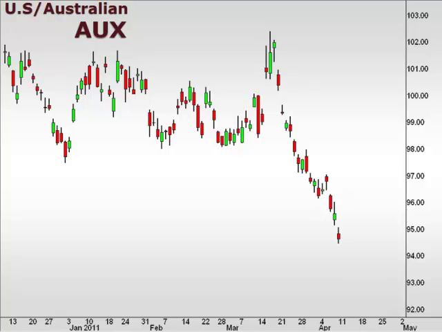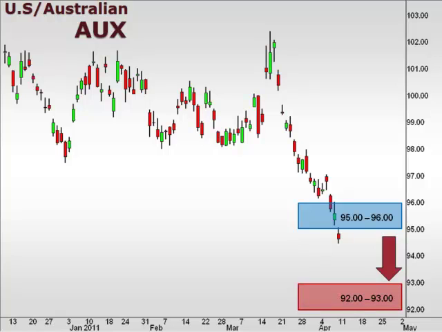Let's take a look at the U.S. dollar versus the Australian dollar as seen here in the ISE FX options pair value, AUX. The AUX has lost considerable ground over the last several weeks with the pair value slicing through our 95-96 support. This level now assumes the role of resistance, and failure to retrace and hold back above this zone opens the window for a continuation which could extend as low as this 92-93 box.